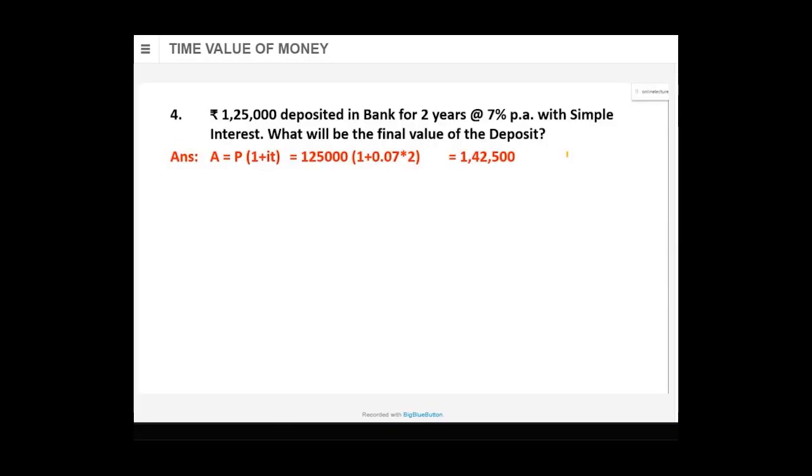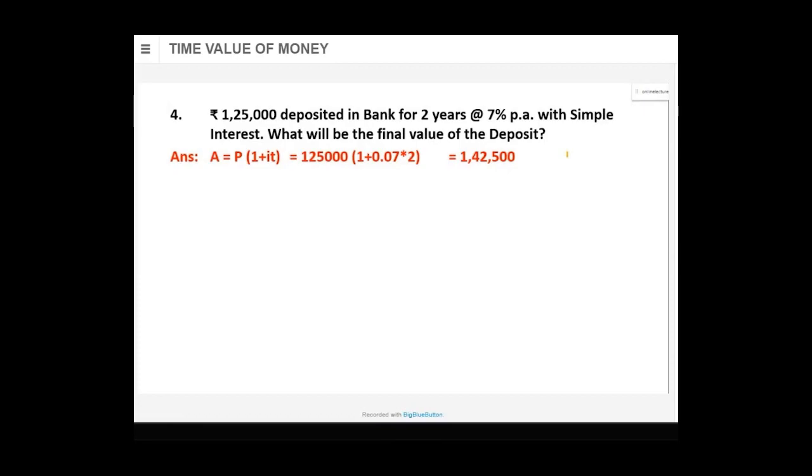Which formula am I using? A is equal to P in bracket 1 plus IT. That is equal to 1,25,000 in bracket 1 plus 0.07, that is the rate of interest, into 2. What is 2? 2 years. Bracket to be solved first. As you know, mathematics students, bracket to be solved first. So solve the bracket and then into.